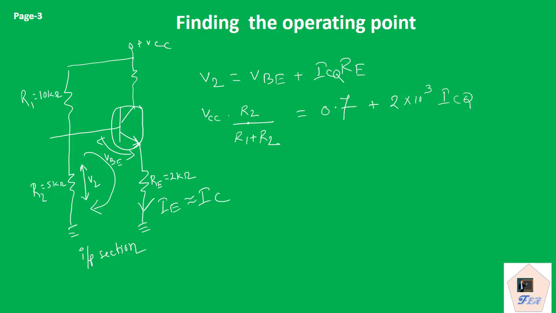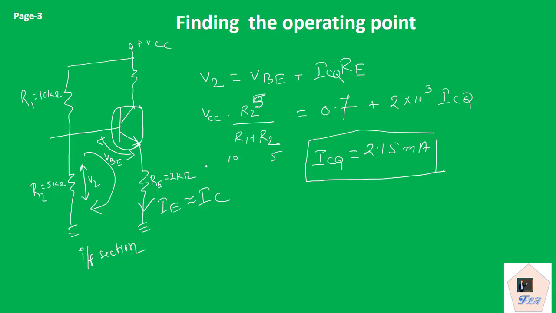So substitute the values of R1 and R2. R1 is given as 10 kilo ohm, and R2 is 5 kilo ohm. Pause the video and solve this equation. I have already solved it, so I am writing directly. ICQ we are finding as 2.15 milliampere.